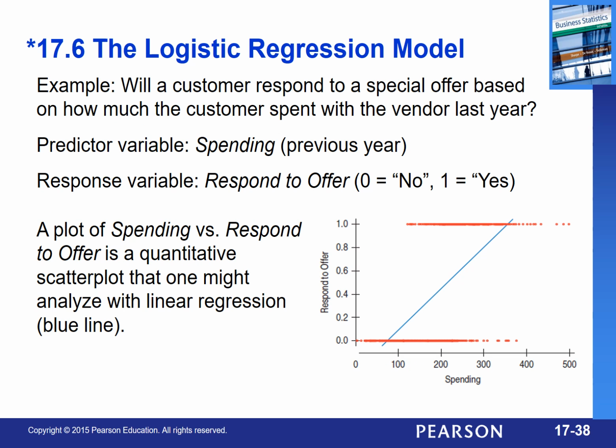Hey, I'm trying to predict spending, and I've got a yes or no response that I'm trying to use. Clearly, this is doing a terrible job if you try to do a linear regression on it. So the blue line is if you try to linearly regress this. Holy crap, that's terrible.